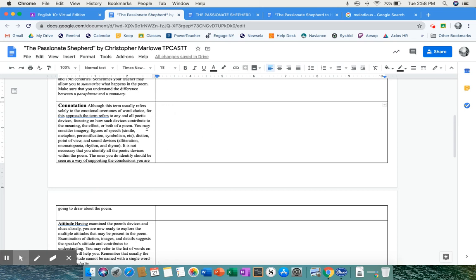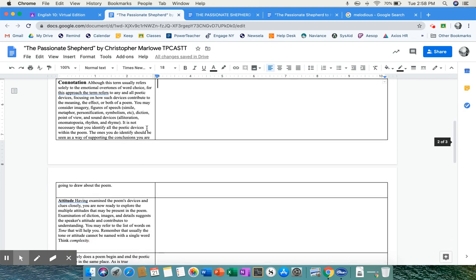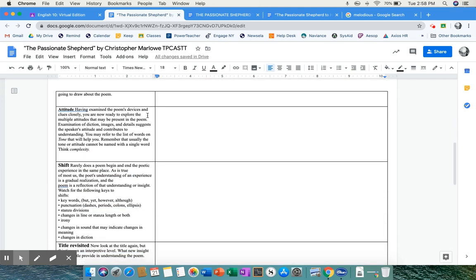So this will probably be your longest section realistically. That's fine. After that, attitude. So after you've looked at the devices, you're going to look at what the speaker's attitude is. So this is your tone, okay? What tone do you get from the poem? What word choice contributes to it? Basically, why that tone, okay? Why that tone? You can usually name.